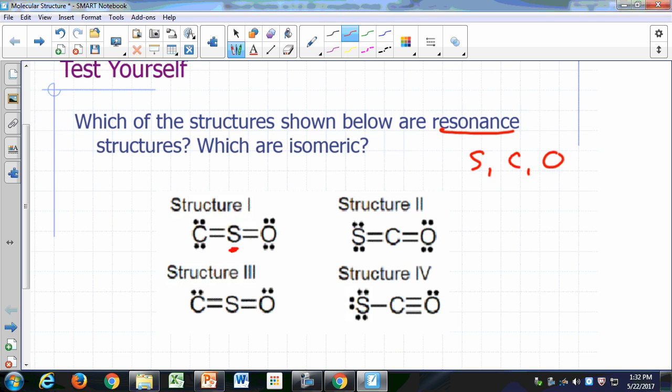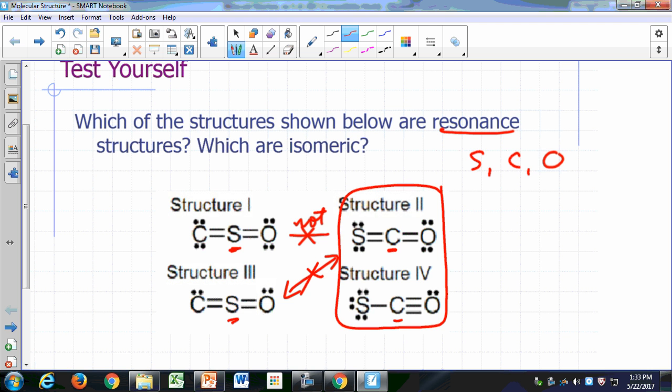Notice that in structure 1, sulfur is in the middle, but in structure 2, carbon is in the middle. So these two can't be resonance. If anything, they could be isomeric, but we'll address that later. Same thing with this pair, so these are not resonance structures. Here, structures 2 and 4 both have carbon in the middle, so possibly 2 and 4 would be resonance structures.